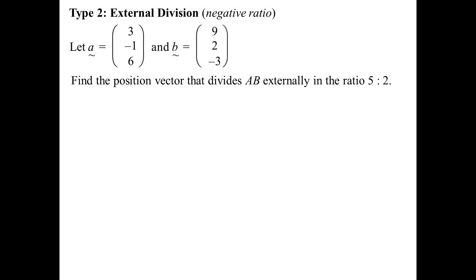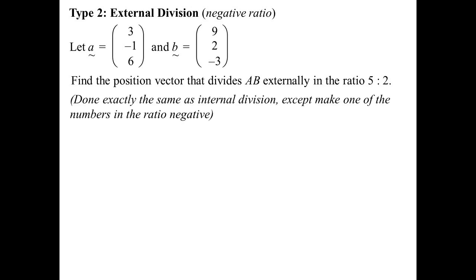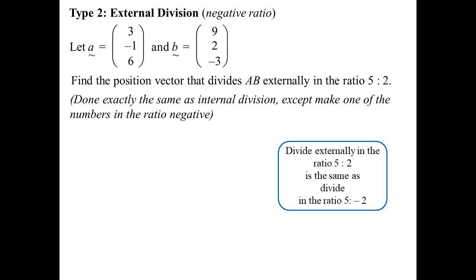Let's do an external one. What's the difference? External division can be thought of as a negative ratio. So we do exactly the same thing, but we just make one of the numbers in the ratio negative. It doesn't matter which one, but we make one of them negative. So 5 to 2, I've made the second one negative. I'm saying it's 5 to negative 2. Could have done negative 5 to 2 if I wanted to, doesn't matter.